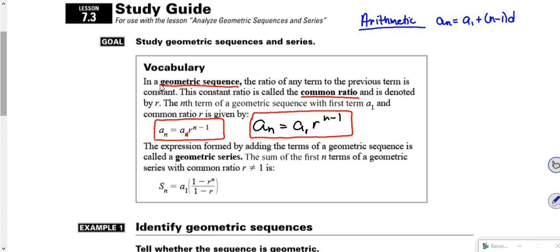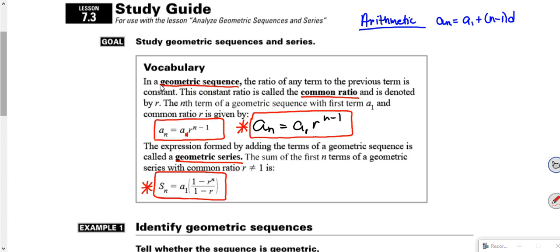And again, as last time we talked about, a series is when you add up so many terms of a sequence. So this is the proper formula for a series. So we have the proper formula for the nth term of a geometric sequence and the proper formula for the first n terms of a geometric series.